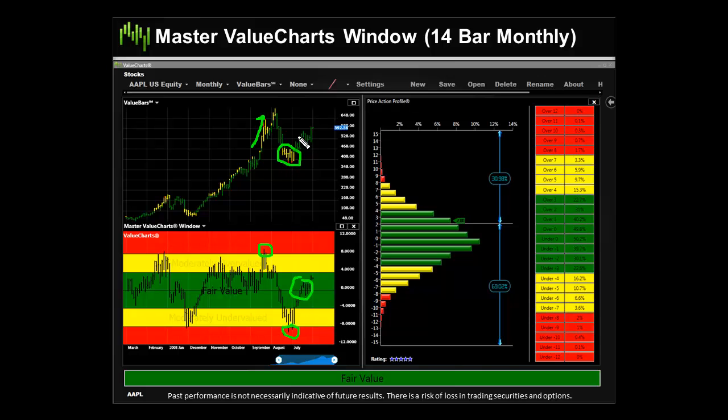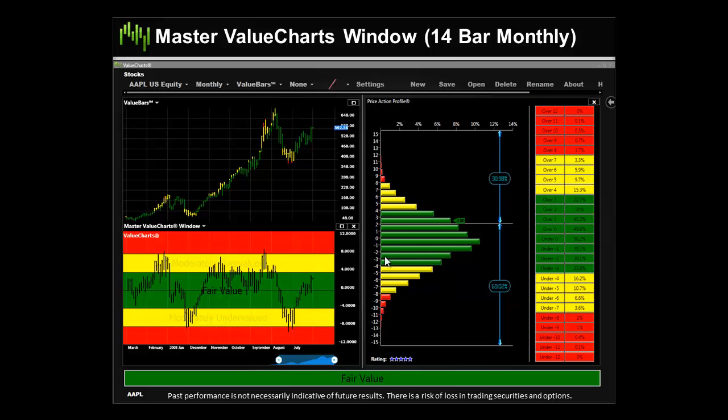So we're interested in finding opportunities that take advantage of value reversion, going back to fair value, snapping back from an overvalued or an undervalued price extreme or value extreme back into the fair value territory. And keep in mind that this green zone right here, in the price action profile, or this green zone, which is the same thing in the ValueCharts price window, represents about 68% of historical transactional price activity.